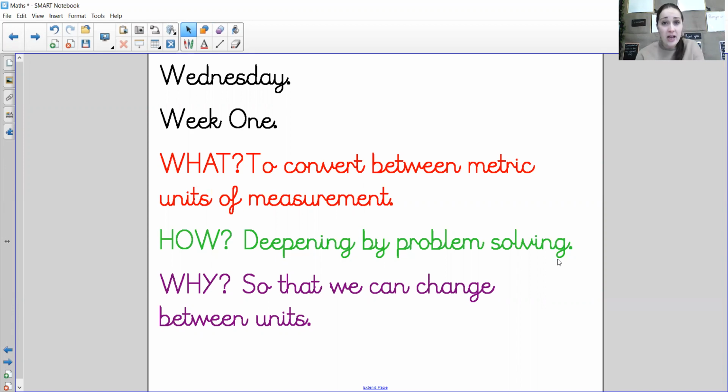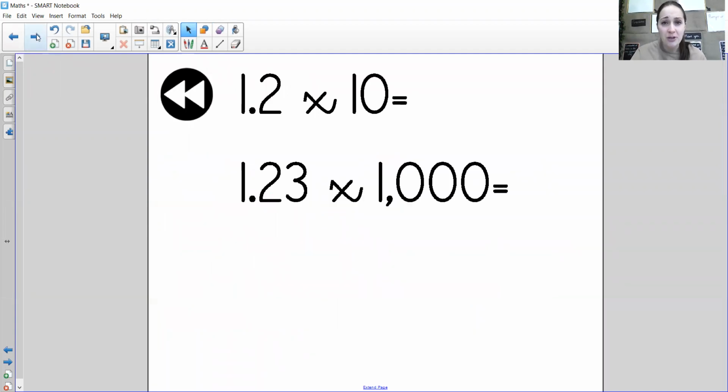So we are, as ever, deepening by problem solving, and we're doing it so that we can change between units, which is a really useful skill, especially if you are cooking or following a recipe. This is a really useful skill. Right, today's date. Right, rewind. And I want you to have a go at working these out. If you need to draw a little place value grid, do, or you might be able to do these in your head.